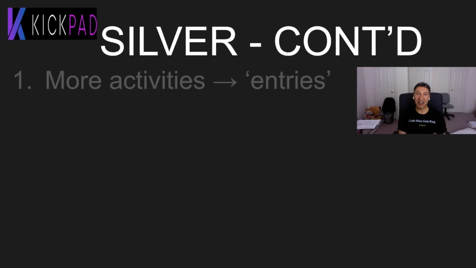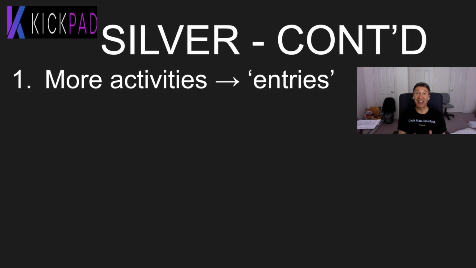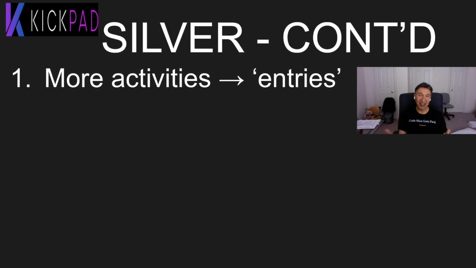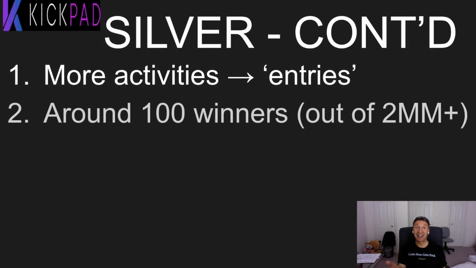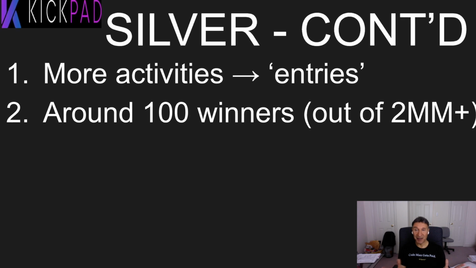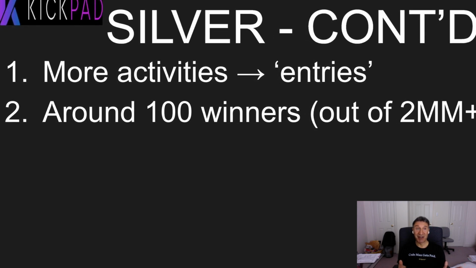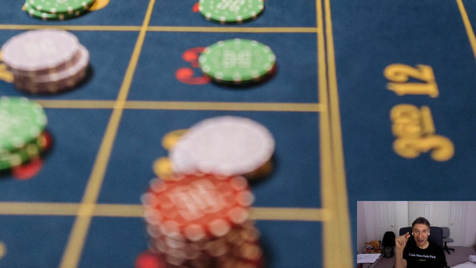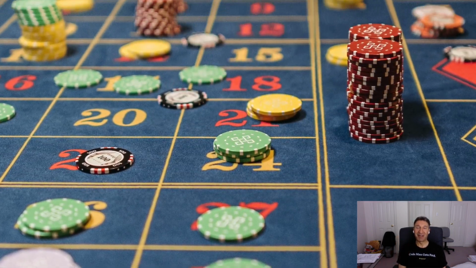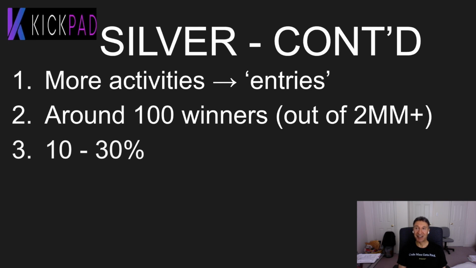So in the silver round, again, to participate, to get whitelisted, you have to do all these activities, and each activity gives you more entries towards the lottery. Now, they only pick about 100 winners for these things, and there's usually around 2 million or more entries. So your odds are extremely small of getting picked in the silver round.